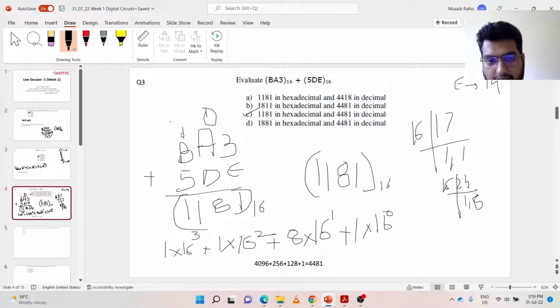B is 11, 11 plus 1 is 12, and 12 plus 5 is 17. So 17 is 1 1. So our answer is 1 1 8 1 in the hexadecimal system. Now the question is also demanding us to convert this hexadecimal answer into a decimal number. So we take the base raised to the position multiplied by the value at that position. So what I have done is 16 raised to power 0 multiplied by 1, plus 16 raised to power 1 multiplied by 8, plus 16 raised to power 2 multiplied by 1, plus 16 raised to power 3 multiplied by 1. So the answer comes out to be 4096 plus 256 plus 128 plus 1, and when you add them up it is 4481.